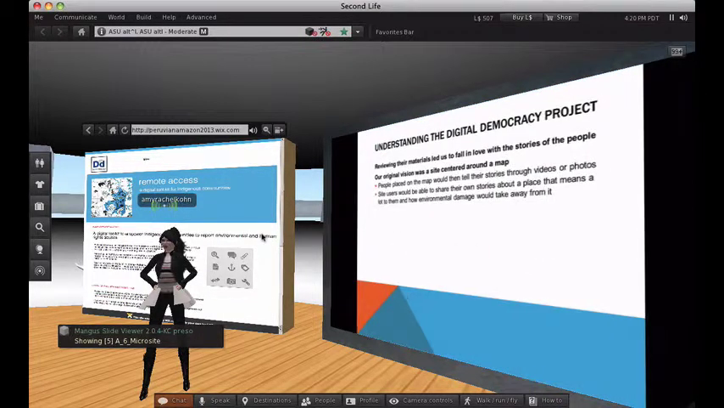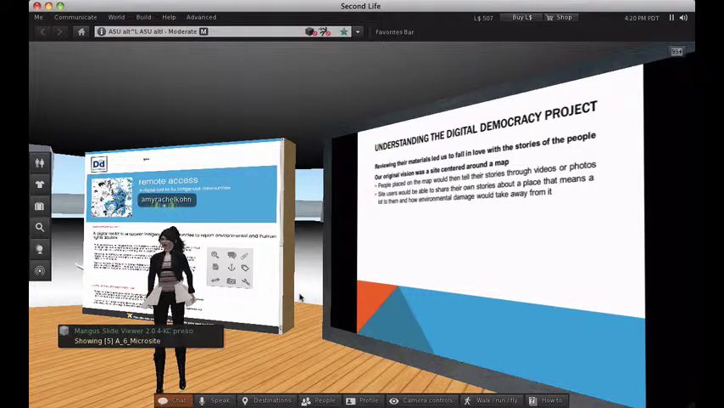And then finally, understanding the Digital Democracy project, when we reviewed their materials, we completely fell in love with the stories that they had about all the people that were using this technology. It was just kind of heartbreaking, a lot of the things that were going on environmentally and that sort of thing.